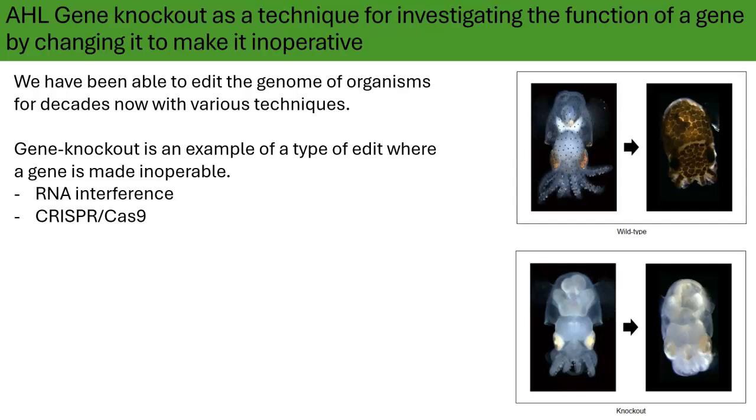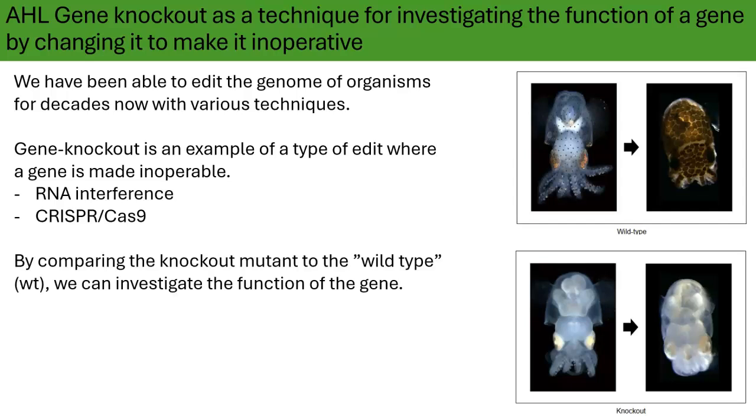But we'll talk more about CRISPR-Cas9 on the next couple of slides, just to show that there are different ways of doing this. Now, if we compare the knockout mutant to the wild type, we can investigate the function of that gene. So if we knock out a gene that we hypothesize has some kind of function, we can determine if indeed there is a difference between the knockout and the wild type, and that knockout should be the cause for this variation.